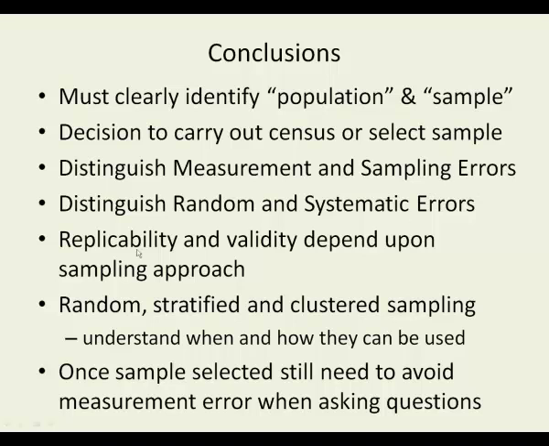You have to be clear about the distinction between measurement and sampling errors as two sources of errors. And then also the distinction between what kind of errors they are going to cause you: random errors or systematic errors, which are more serious, and it's systematic errors that lead you to bias. Don't forget that your replicability and validity depend upon the sampling approach, both in terms of how good your results are themselves and in the ability of other people to have faith in your results and perhaps reproduce the work themselves. Then there's specific techniques, random, stratified, cluster sampling, and the other less used variations like purposeful and quota and so on. Understand when these are and how they can be used.